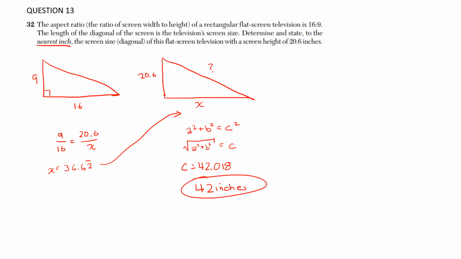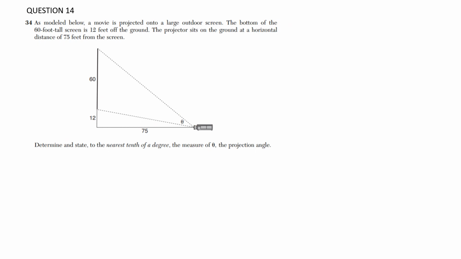In this next question, we have, as modeled below, a movie is projected onto a large outdoor screen. The bottom of the 60-foot tall screen is 12 feet off the ground. The projector sits on the ground at a horizontal distance of 75 feet from the screen. Determine and state to the nearest tenth of a degree the measure of theta, the projection angle.